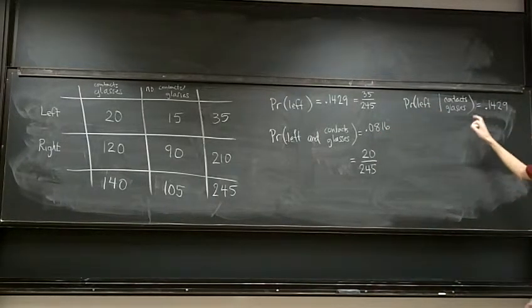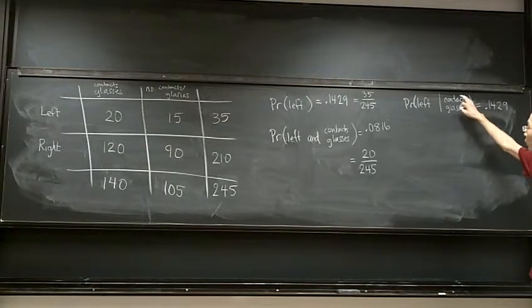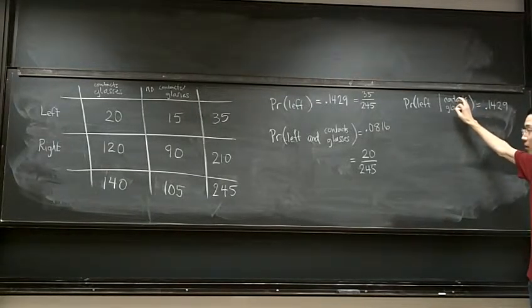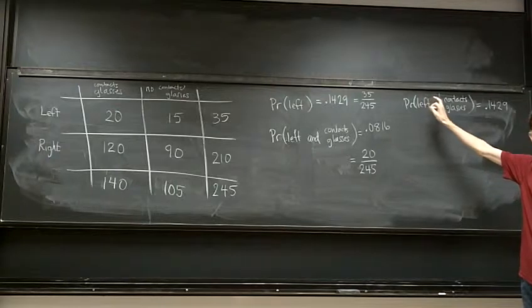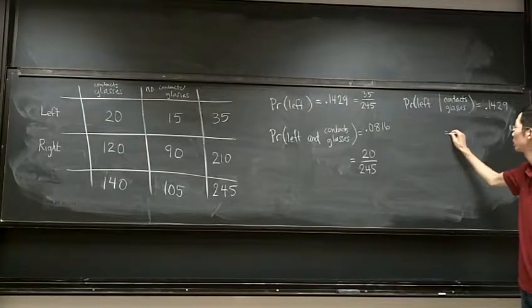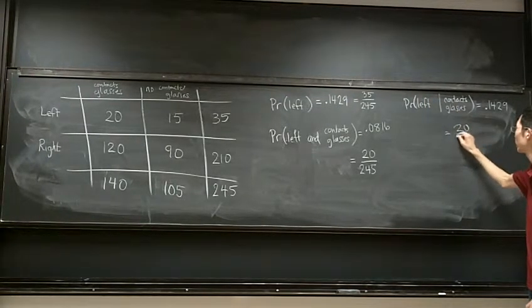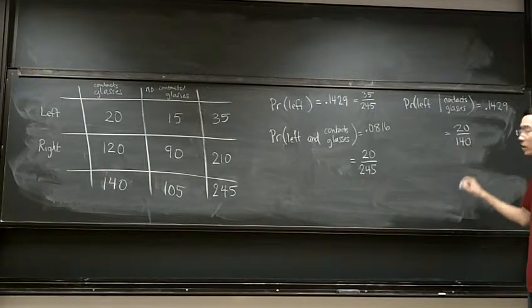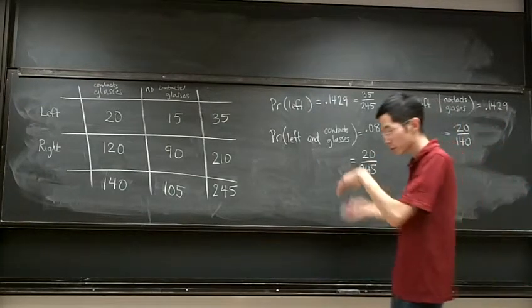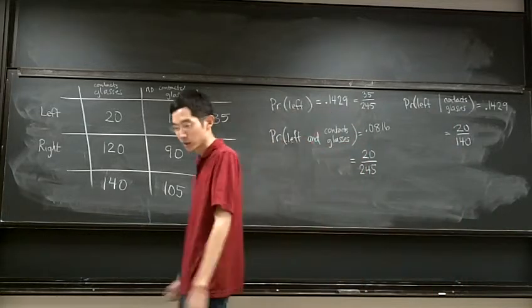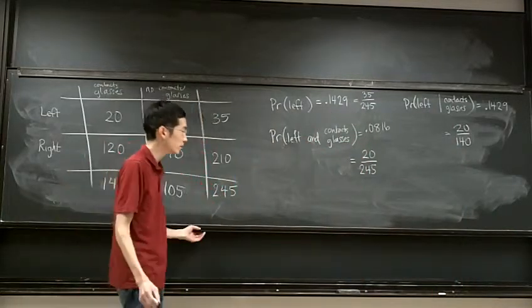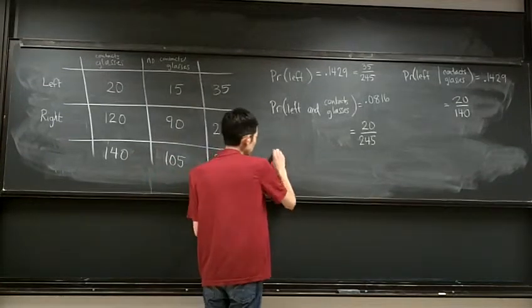Okay. And given that someone wears contacts or glasses, what's the probability that this person is left-handed? 20 over 140. Okay. So this illustrates a concept where we call the events independent events.